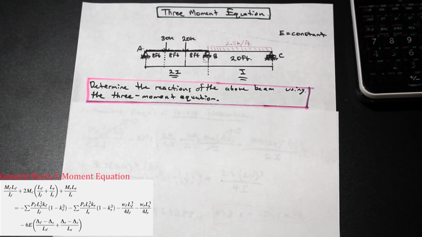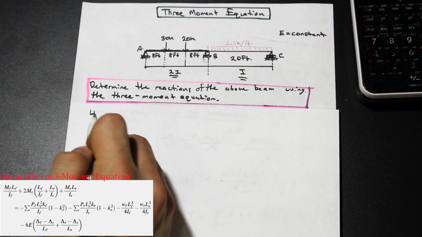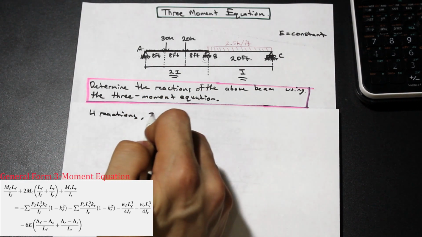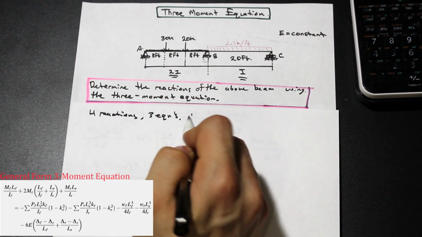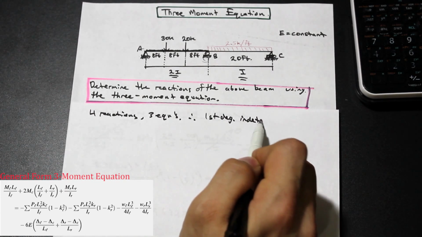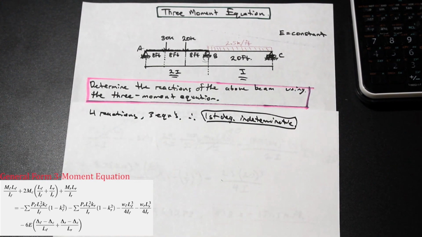But okay, so what is the first step in a three-moment equation question? Well, first question, pretty much with any indeterminate problem, is to count the number of reactions. So we have 4 reactions: pin, roller, roller, and we have 3 equations. Therefore, we have a first degree indeterminacy. So we're going to need to eliminate one of these reactions or make one of the reactions redundant in some way in order to continue. So that's what we're going to work with.